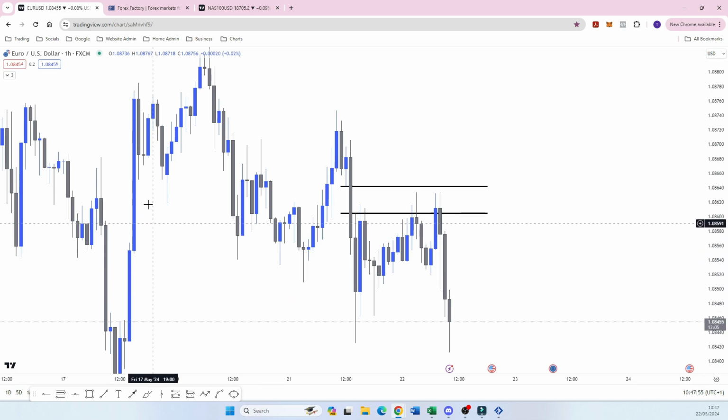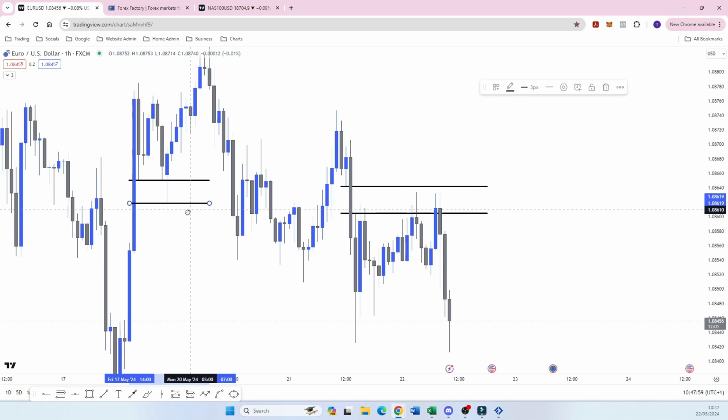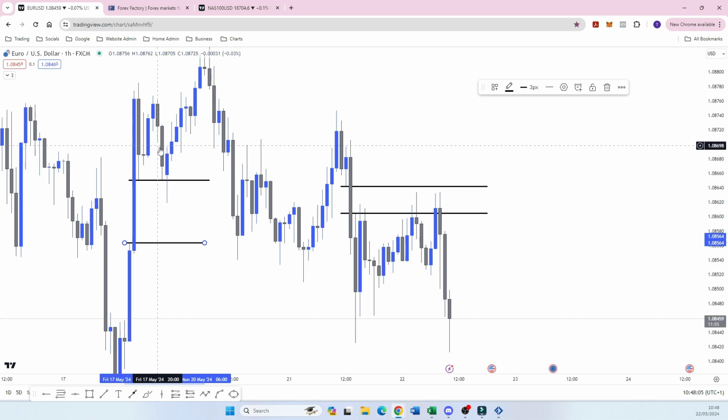So as you can see, price in this one here is an example. When we were delivering to the buy side, we created this buy side imbalance, sell side inefficiency. As you can see, sellers came back down, rebalanced into this area, and then pushed to the upside.